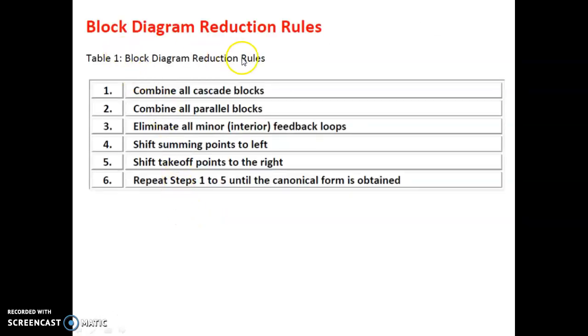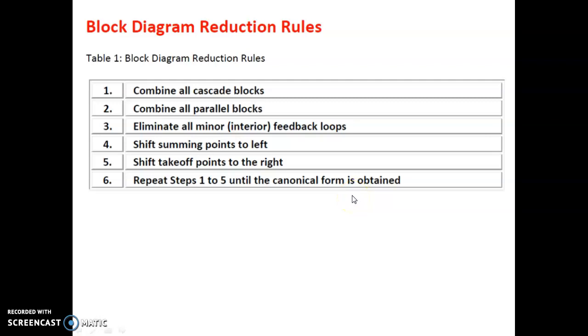In the previous slides we discussed the rules to reduce the block diagram, but there is also a procedure we need to follow. Combine all cascade blocks, combine all parallel blocks, eliminate all minor or interior feedback loops, or internal feedback loops, shift summing points to the left, shift takeoff points to the right, and repeat steps 1 to 5 until the canonical form is obtained. Canonical form is the internal feedback loop, the same thing.